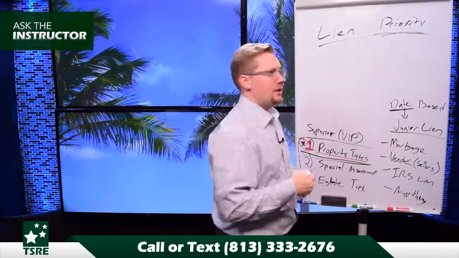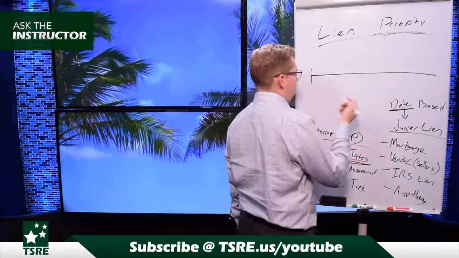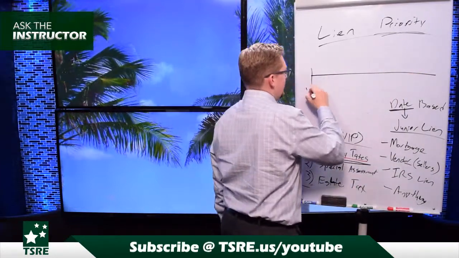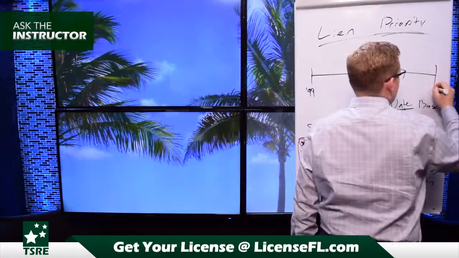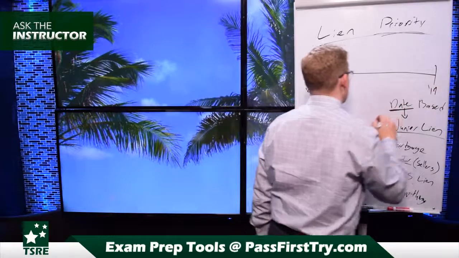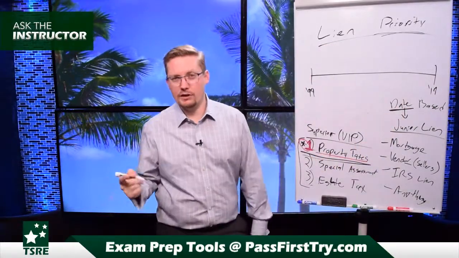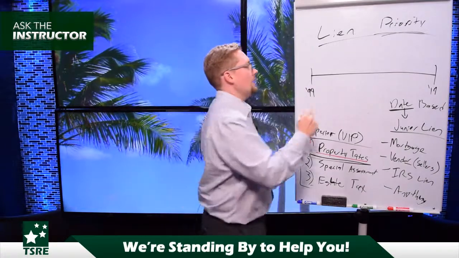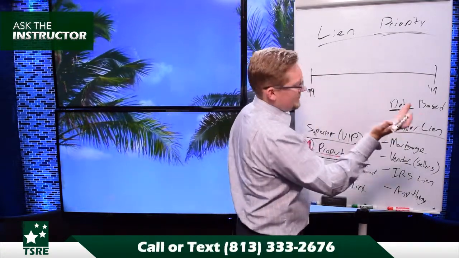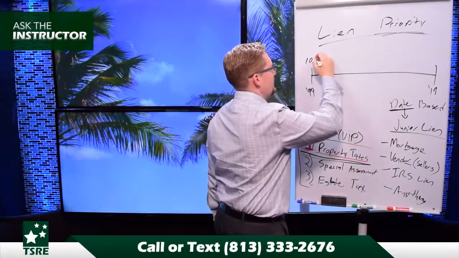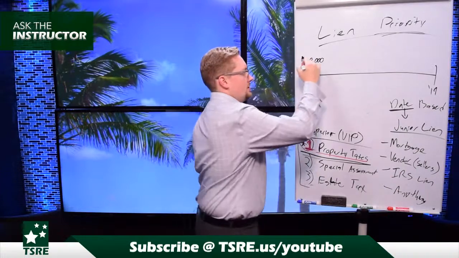And I like to lay these out with a number line. So let's say you bought a property back in 1999. Here we are in 2019. When you bought the property back in 1999, you took out a mortgage, but today that mortgage has a balance. You're 20 years into this, so let's say you've got $10,000 left on this mortgage.